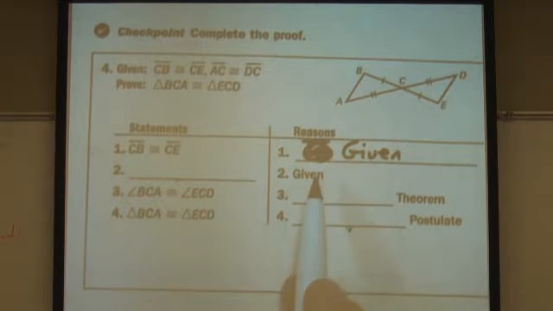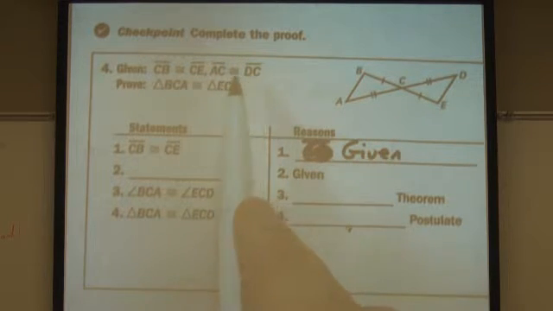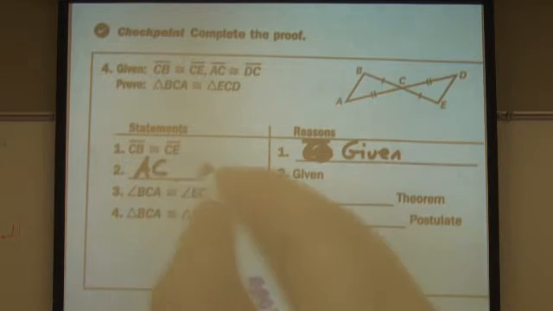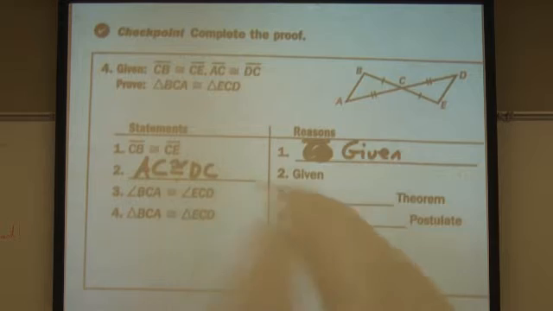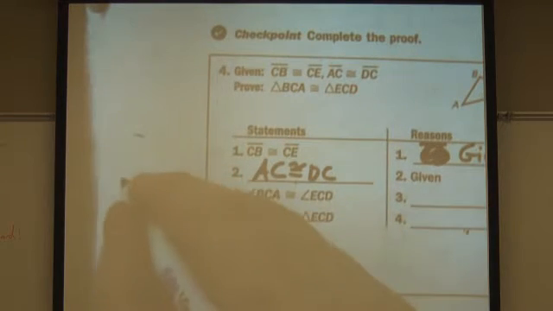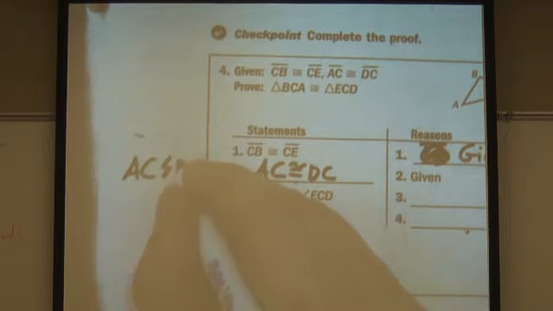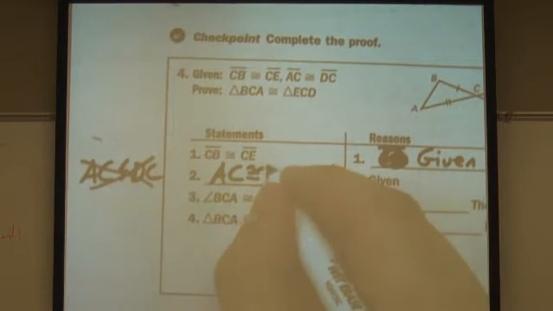And then we have reason that 2 is also given, which means we need to write the second part of the given statement, which was AC congruent to DC. Not to be confused with AC/DC for you rock bands out there. That's not what we're talking about. It's AC congruent to DC. That's given.